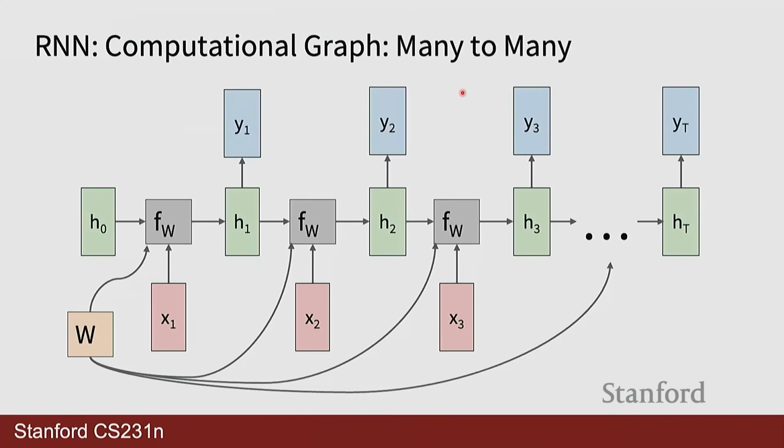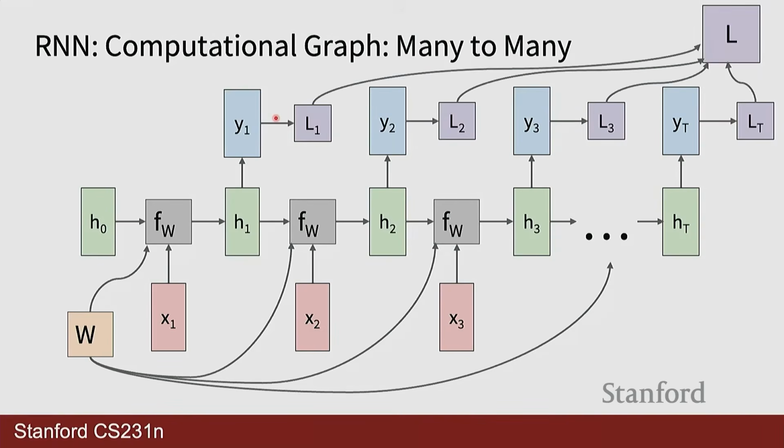And let's start with the many-to-many scenario. So we have an output for each input. And in this scenario, you can often also calculate a loss for each output, which is how correct the output is at that stage. So if we're doing this setting, you have a loss at each step, and you can sum them all together to get your total loss. And this would be your loss across the entire input sequence.